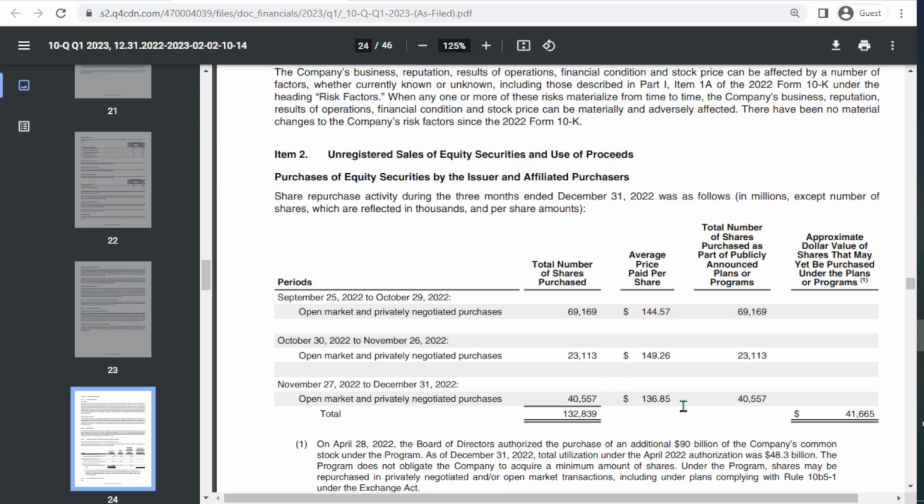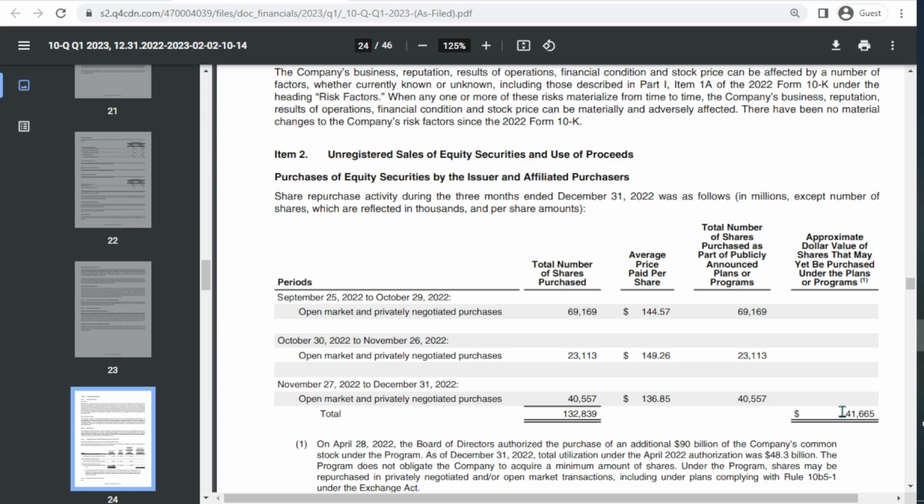So you might have this belief that Apple is just buying a concentrated amount of shares at a certain point in time. But that is not the case. They are essentially just purchasing throughout these entire periods right here. So they're pretty much purchasing throughout the entire quarter. So that's essentially what's going on. Now, this little category right here, this is telling you how much they have left under their purchasing plan. So right here, it's saying, hey, you know what? They have $41.665 billion left in their coffers to repurchase shares.